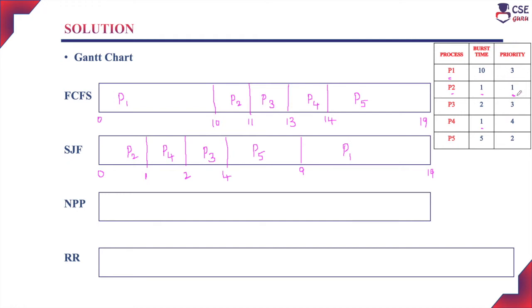So here the smallest number is 1 and the process is P2. So first process P2 will execute with the CPU and the burst time is 1. Next, process P5 has the next highest priority. Process P5, and the CPU burst time is 5. And next, process P1 and P3 both have equal priority. When more than one process has equal priority, we have to consider FCFS scheduling.